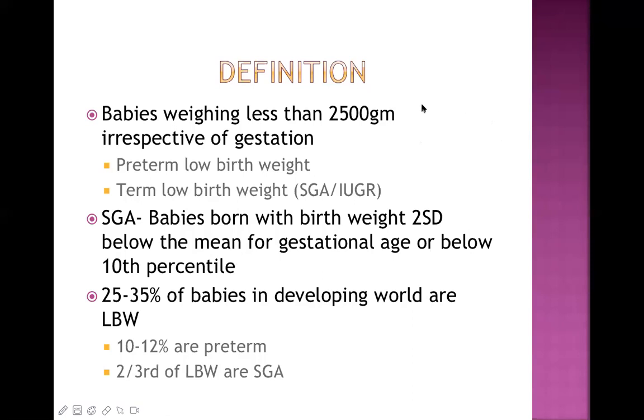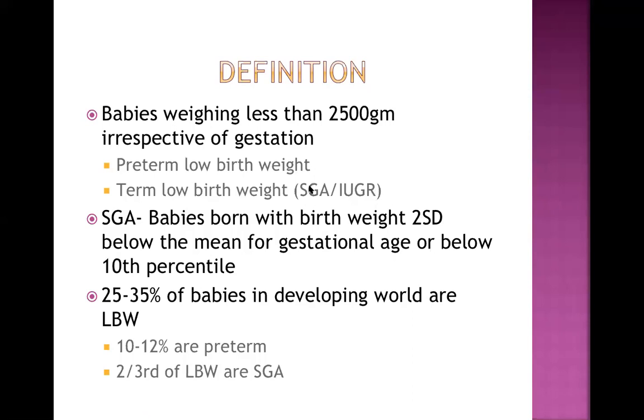Now, the low birth weight is roughly divided into two types, preterm low birth weight and term low birth weight. Preterm low birth weight means those babies are born prematurely before 37 week. But term low birth weight means they are born after 37 completed weeks, but still less than 2500 gram. And usually these babies suffer from IUGR, intrauterine growth retardation or restriction, whatever you want to say.